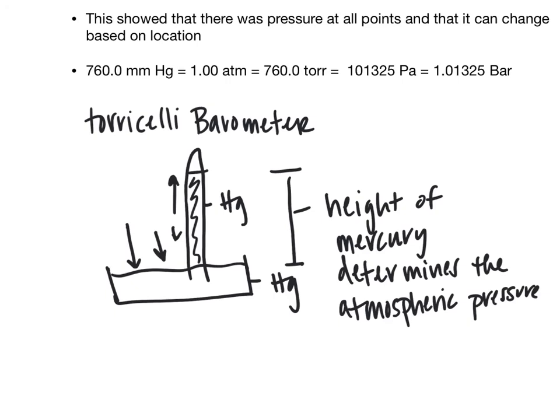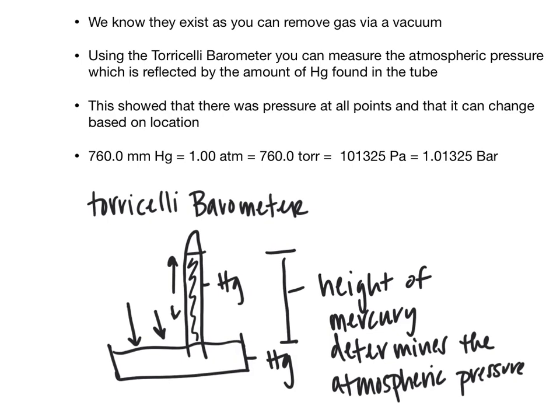So we've heard of 760 millimeters of mercury. That, in fact, comes from this barometer, the measurement of what we see traditionally. He used this to determine that in the mountains, the pressure was different than it was at sea level. So there's pressure at all points, and it can change based on where you're located.